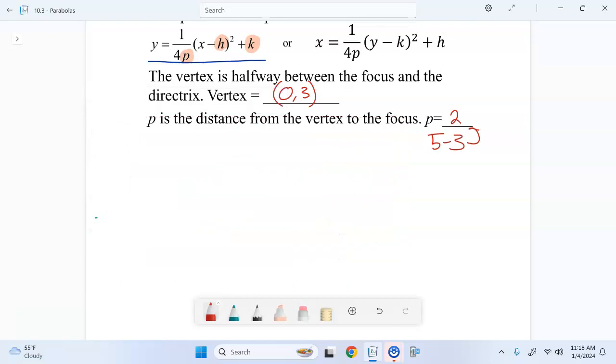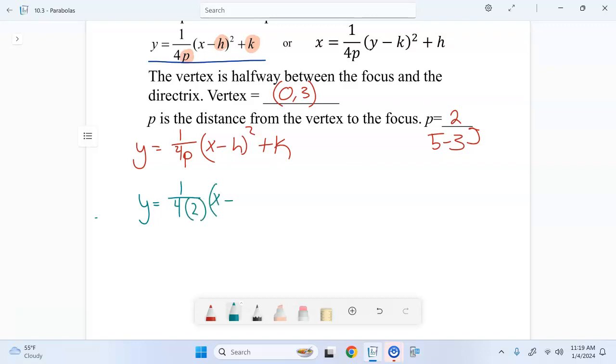All right, so we'll start with our vertex form. We know it's a vertical parabola. We're going to use the proper formula. All right, so leave y alone. What's our value for p? 2.